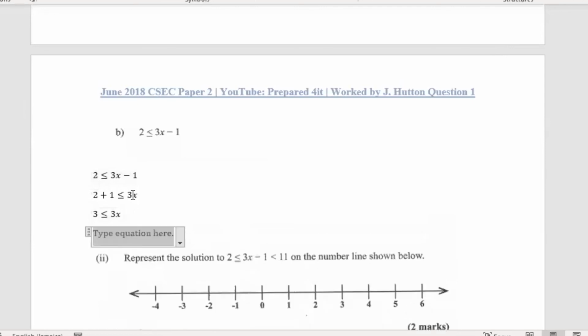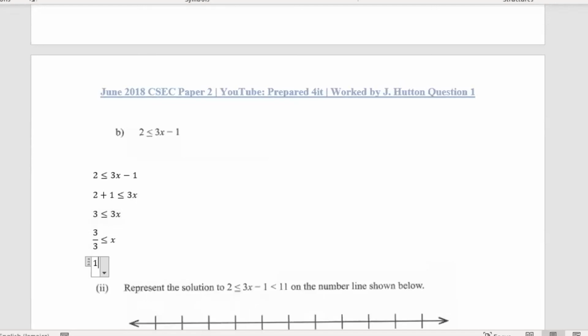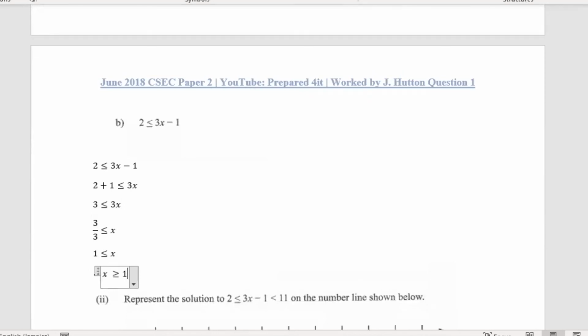And now what we have is 3 divided by 3 is less than or equal to x, as the 3 was multiplying here. So when it comes across, it will be dividing. So therefore 1 is less than or equal to x. So 1 is the least possible value that x can be. This is the same expression that is saying x is greater than or equal to 1. And that is our answer for part B.